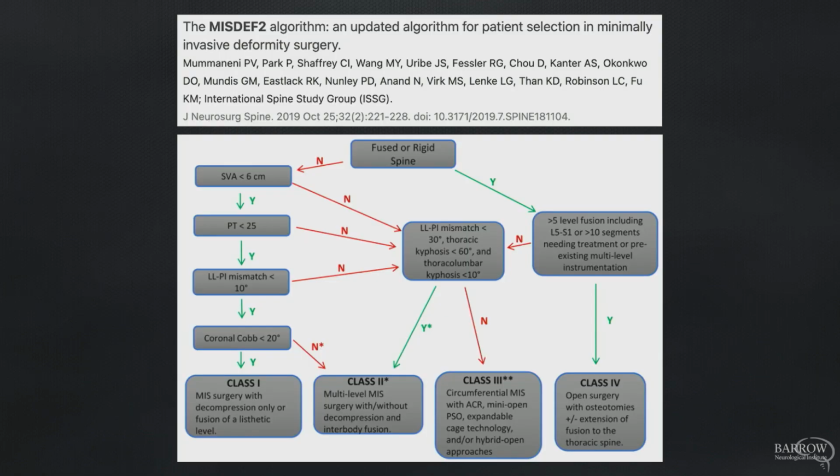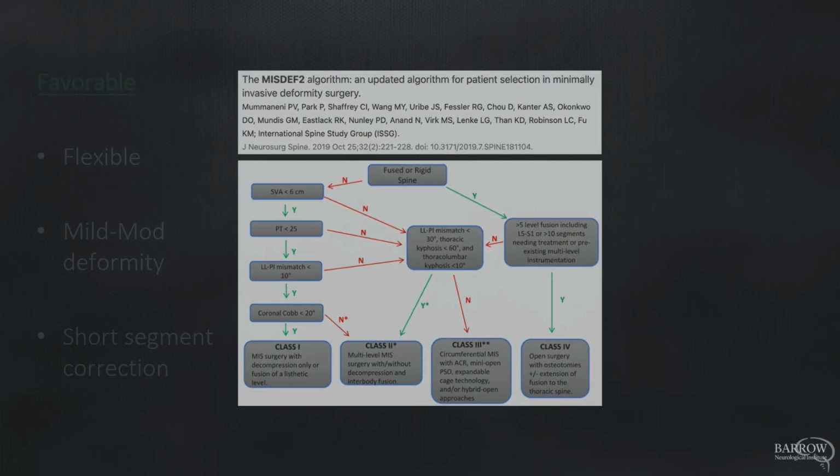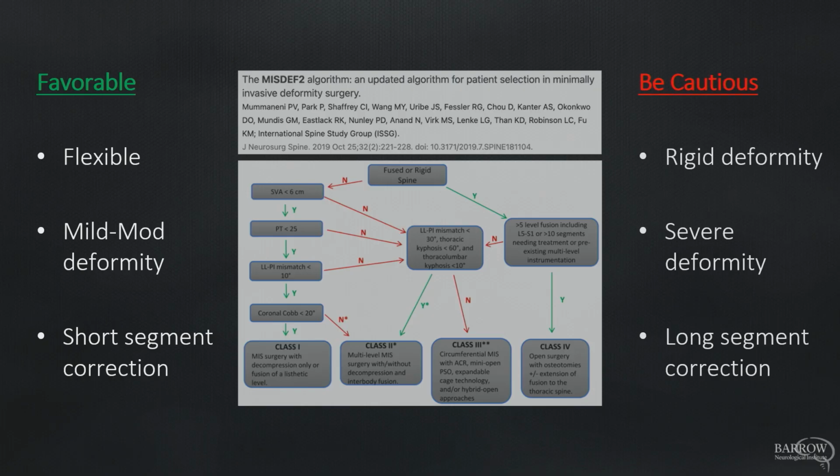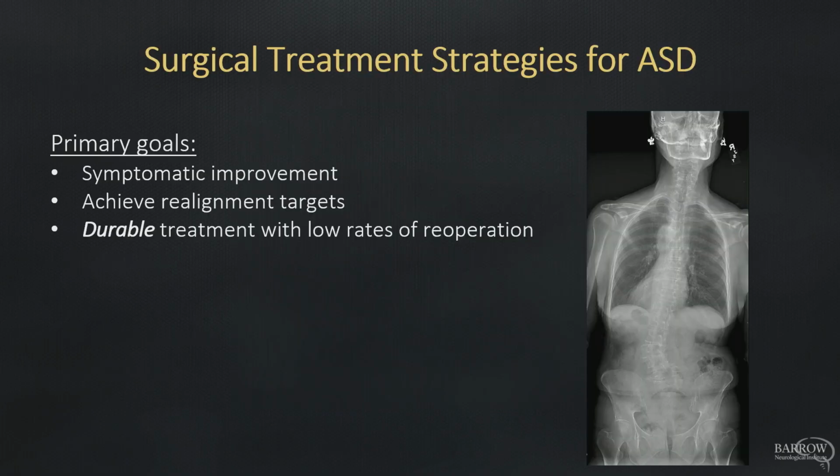I think that the take-home message from this algorithm, which provides some guidance on who we should and should not be doing this on, is that the patients that are favorable are ones that are flexible, the mild to moderate deformities, and short segment corrections, and the ones you need to be cautious. Doesn't mean you can't do them, but you have to be thoughtful and cautious, are the converse, the rigid deformities, severe deformities, and long segment corrections.